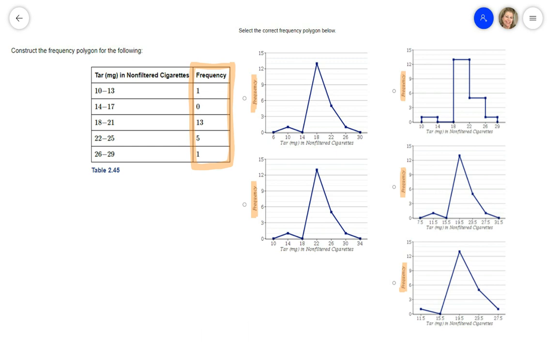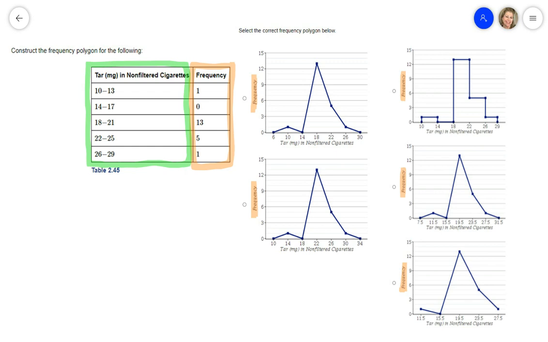And then we're going to look at the other part of our table, which would be our intervals. So basically what they're saying is the tar in milligrams in non-filtered cigarettes: there is one non-filtered cigarette that has somewhere between 10 to 13 milligrams of tar. There are no cigarettes that have between 14 and 17. There are 13 that have between 18 and 21, and so on and so forth.